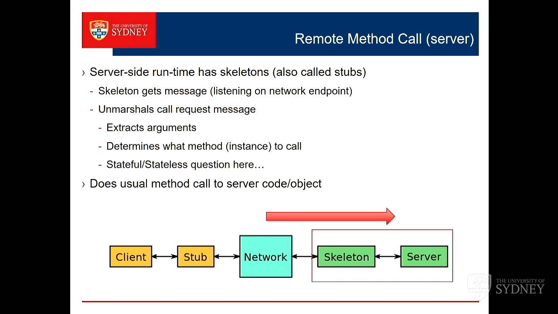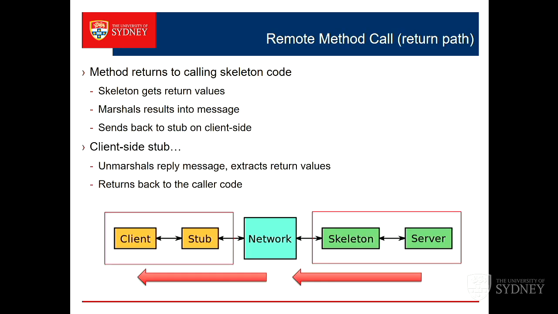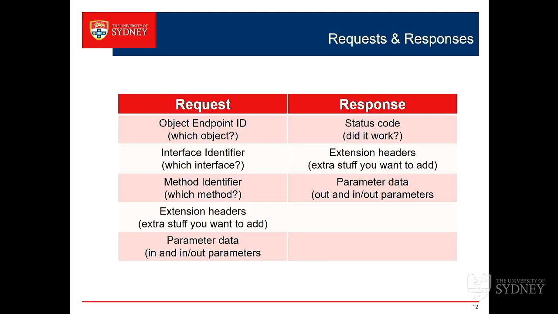So then once it's done the unmarshalling, it just does a call, bloom, and then on the way back, we just go the opposite way. So this calls back into the skeleton, which marshals, passes it across, it arrives back at the stub, which unmarshals, and does a return back to the client. So that's basically how they all work. So we've got method calls being turned into messages, and responses being turned into messages, and that's it.